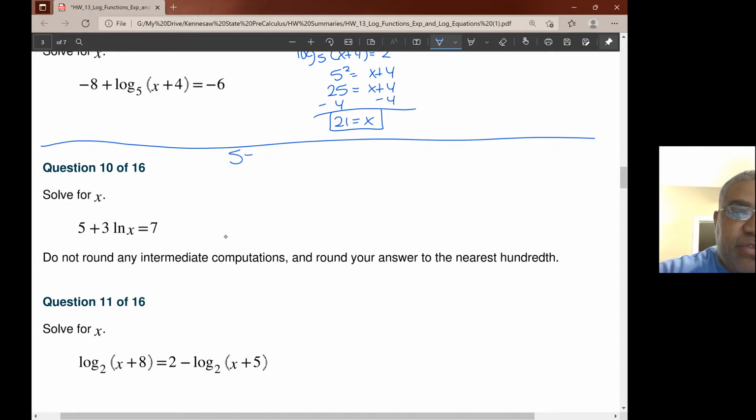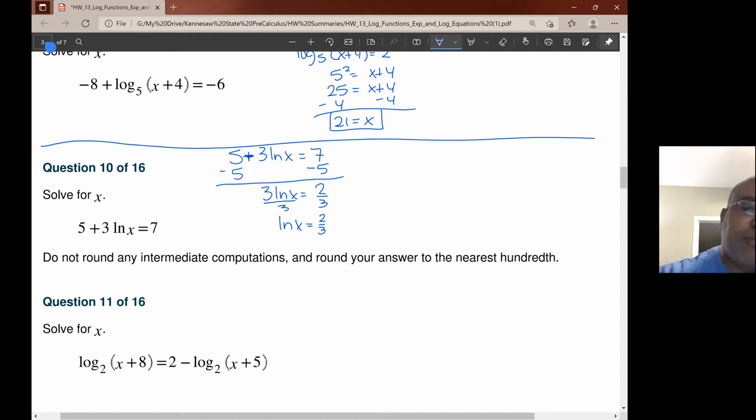So 5 plus 3 natural log of x is equal to 7. That's supposed to be a plus. But no, I want to make everything equal today. Subtract 5 from both sides, and I get 3 natural log x is equal to 2. Divide both by 3. Natural log of x is equal to 2/3.